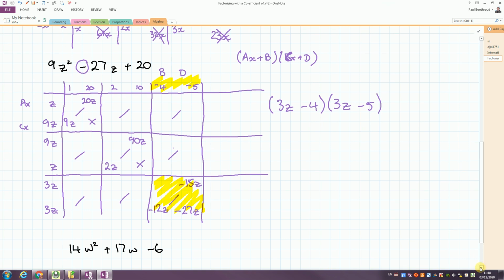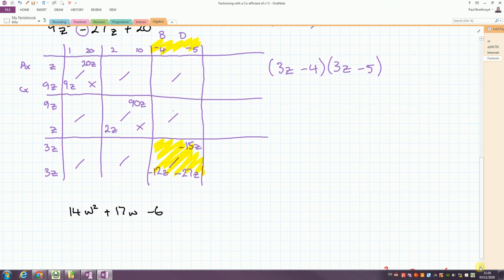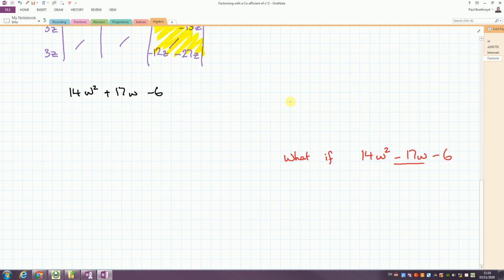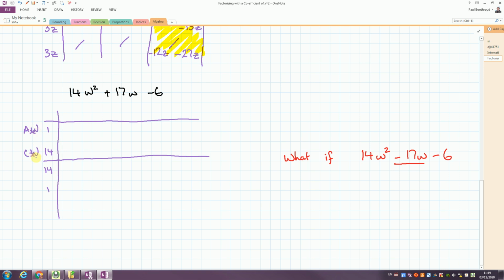Do one more very quick one. This one's when a funny thing happens with the signs. I deal with the sign quite quickly. And what if all the signs changed? So same practice. We want ax, cx, and you don't even need to put the 4 numbers in if you don't want to. 14 and 1, sorry, these should be w's. We've got 2 and 7.